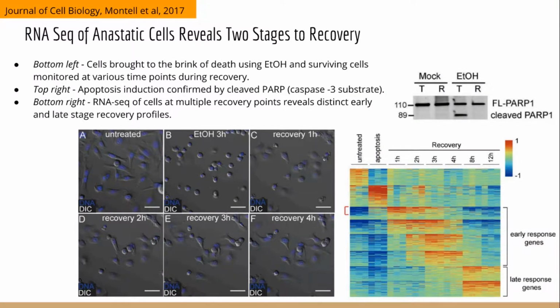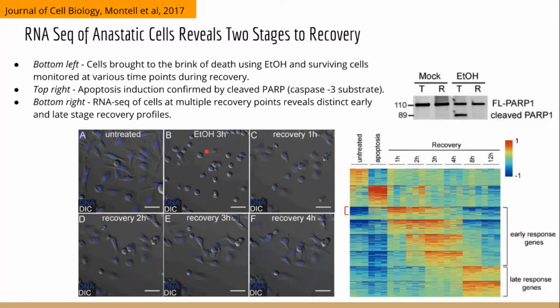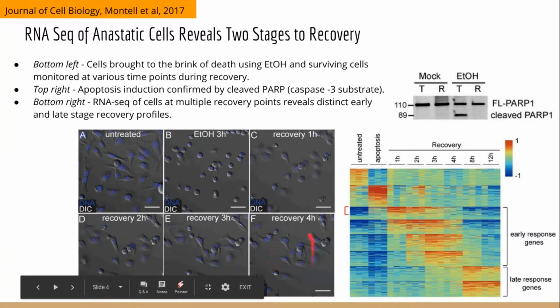The first step to tackling these big questions is to simply take some cells, like HeLa cells, and induce apoptosis, and then see what genes are being transcribed during the process of recovery. So in panel B right here, we see 3 hours after ETOH treatment, and we see the classic characteristics of apoptosis. We see membrane blebbing, rounded shape, and we see gradual recovery by 4 hours. So by 4 hours, they're beginning to look normal.